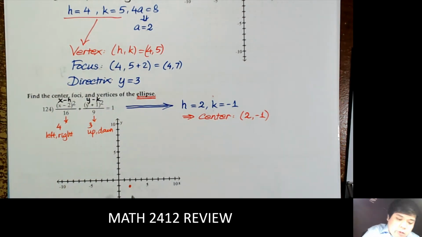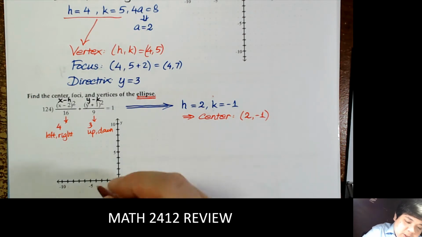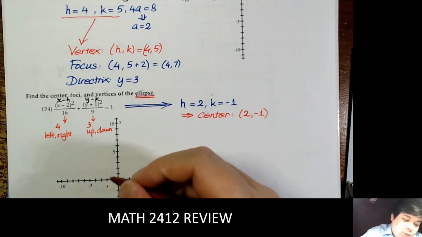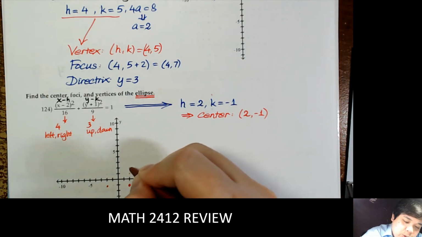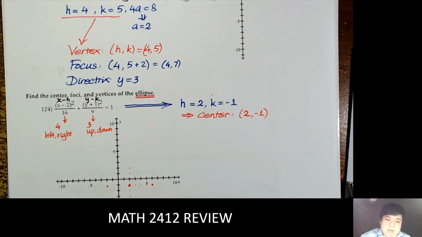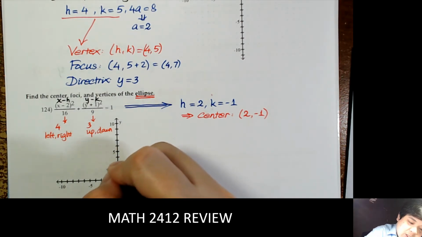So 4 left and 4 to the right. 1, 2, 3, 4. 3 up. 1, 2, 3. 1, 2, 3 down. Let's just draw a box here.